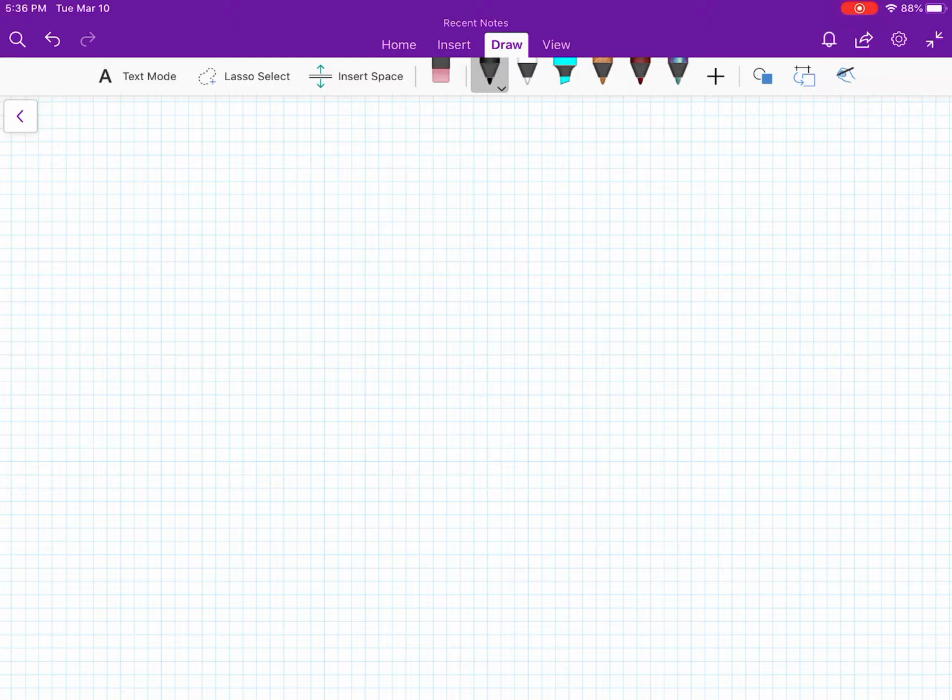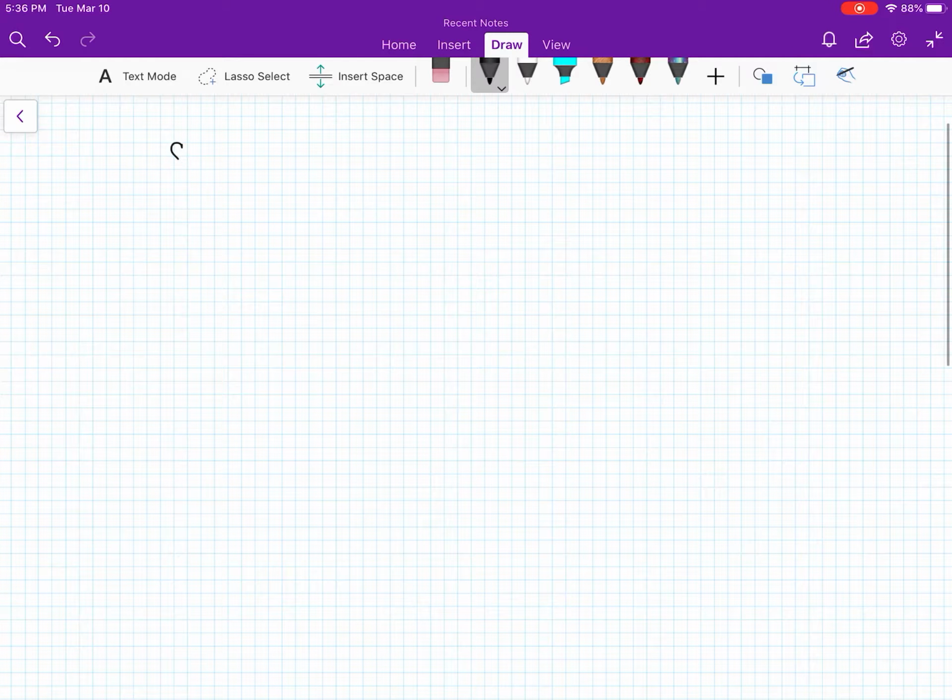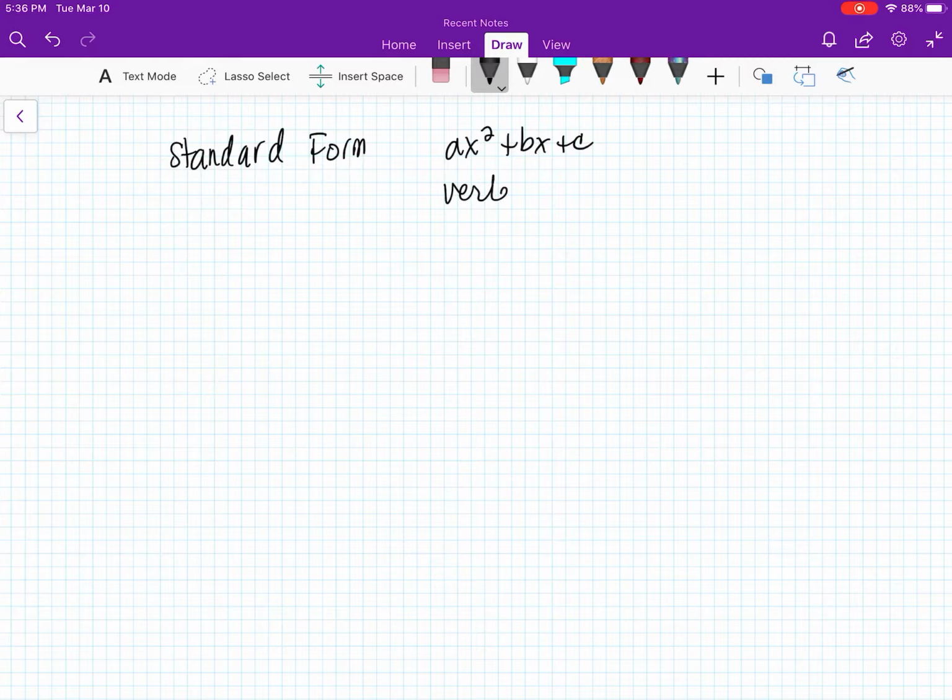Okay, welcome back. So on this episode, we're going to talk about one of the easiest things for quadratics. Before, we were talking about standard form. Standard form looks like this for quadratics: ax squared plus bx plus c. And in order to find our vertex, we have to graph it, or we have to use the axis of symmetry equation, x is equal to negative b over 2a.